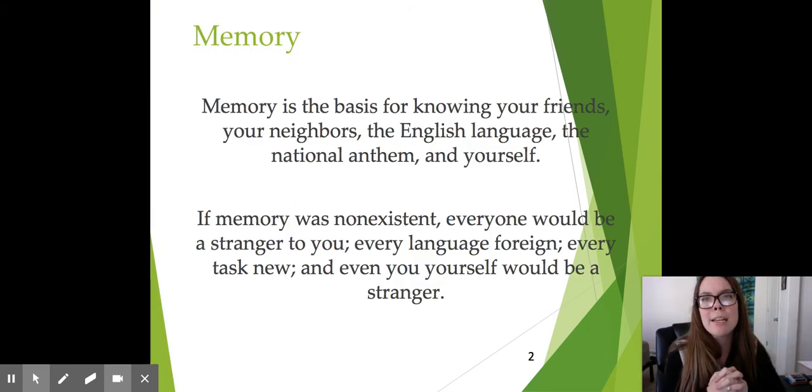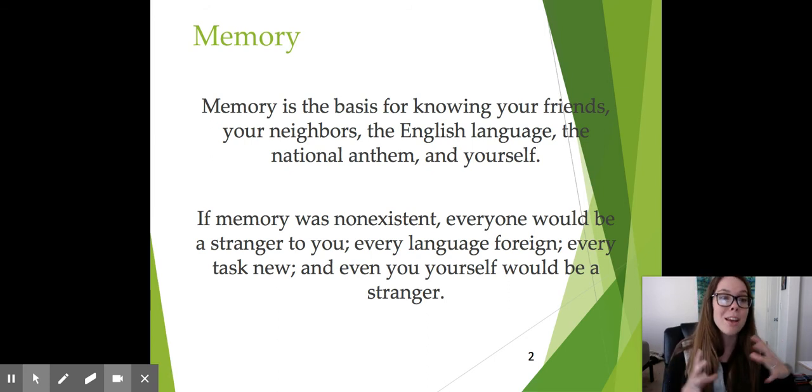So memory is the basis for knowing our friends, neighbors, our English language, the national anthem, yourself. If memory was non-existent, everyone would be a stranger to you. Every language would be foreign, and every task is new where we don't know through trial and error, and even knowing yourself, you would be a stranger, right? Because if we cannot store anything, what do we have to work with? What do we have to build on, right? So when we think of memory, it's the basis of who we are, right?